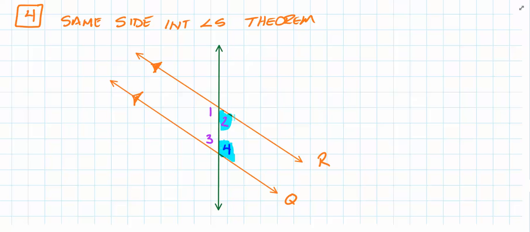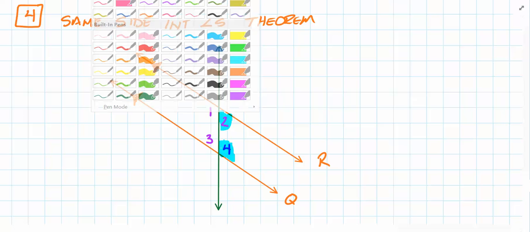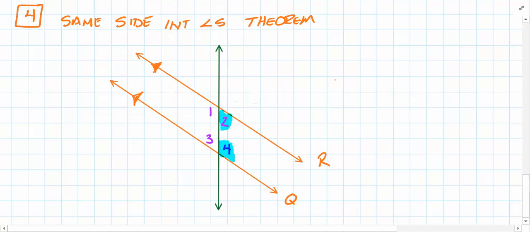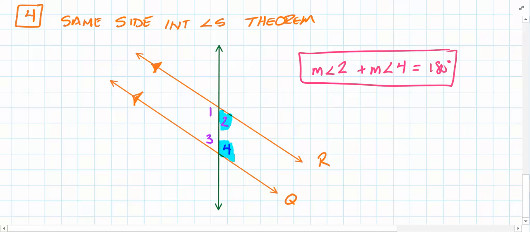So there you go. Here's what I'm going to write down for you. The measure of angle 2 plus the measure of angle 4 must add up to what, ladies and gentlemen? 180 degrees. The shorthand is this: if parallel, then same side interior angles are supplementary.